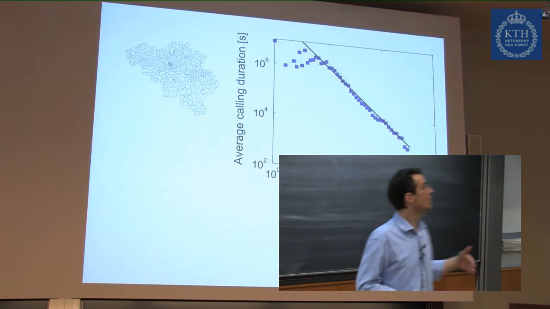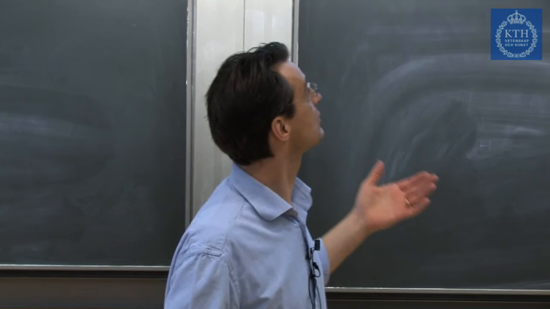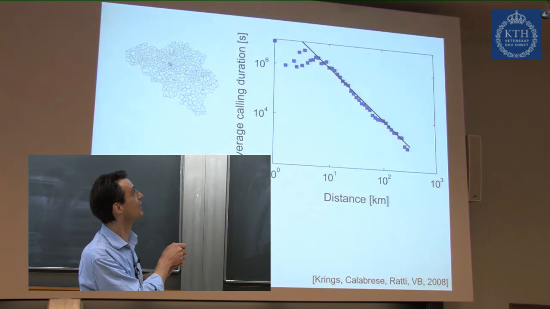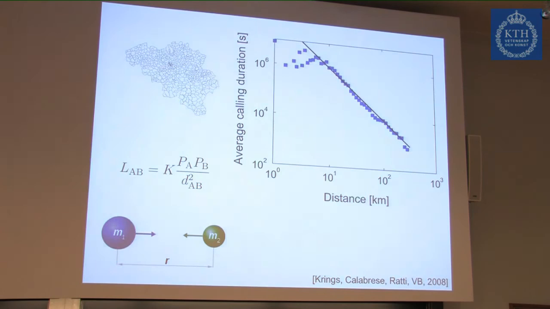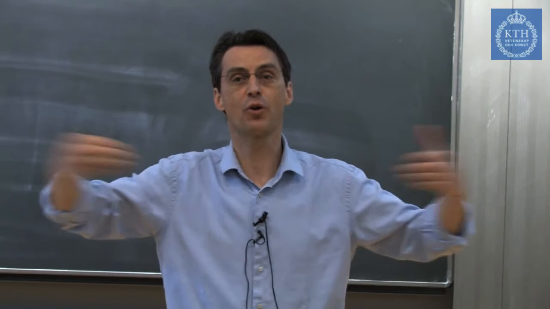So the average calling duration between two cities is directly proportional to the product of the populations divided by the distance squared. So if you take two cities and you multiply the distance by two and you keep the same number of people in both of them, the amount of communication between the two will decrease by a factor of 4.